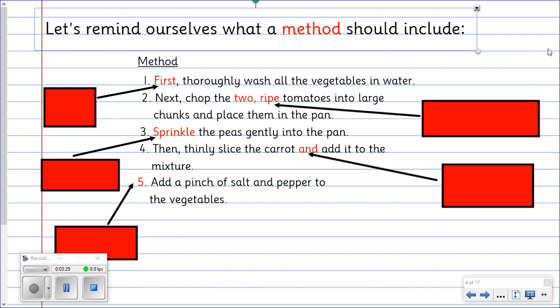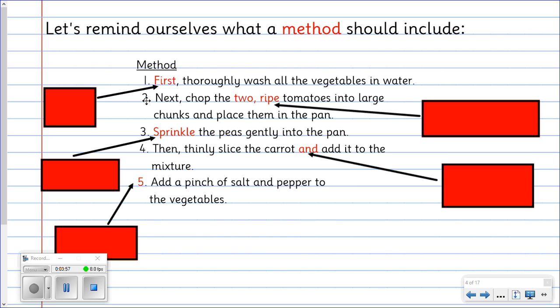Right, so let's just remind ourselves about what a method should include. And you should know lots of this already because you have written instructions. So we're just going back over some of the writing that we're already really familiar with. So let's have a look then. Method, there we go. There's our heading. Let's just pull it down so it's not floating. We don't want any floating letters, do we? So it's underlined nice and neatly. Let's have a look here.